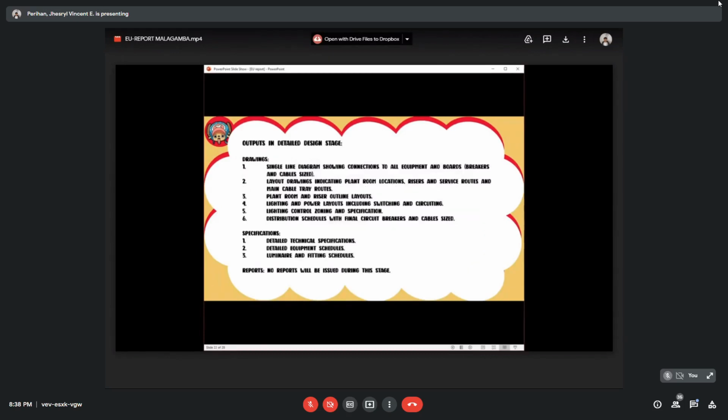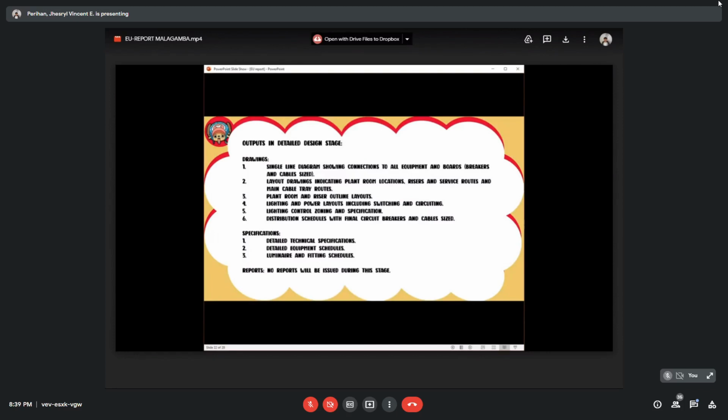So for the outputs in detailed design stage, for the drawings, we have the single line diagram showing connection to all equipments and boards, breakers and cable size. We have also the layout drawings indicating plant room locations, risers and service routes, and main cable tray routes. Third, the plant room and riser outline layouts. Fourth, lighting and power layouts including switching and circuiting, lighting control zoning and specification. And lastly, we have distribution schedules with final circuit, breakers, and cables size.